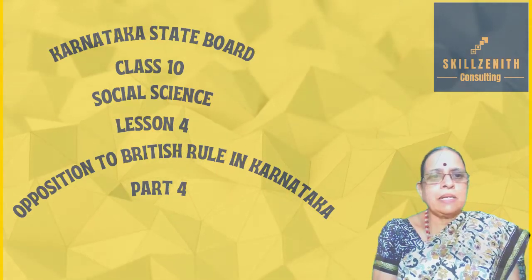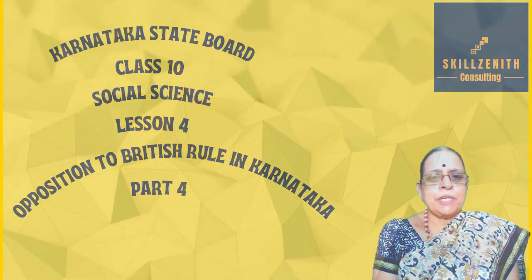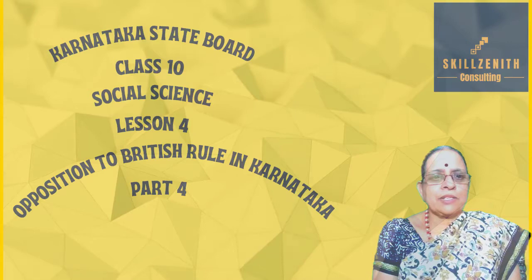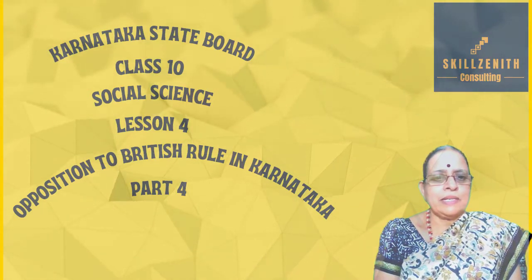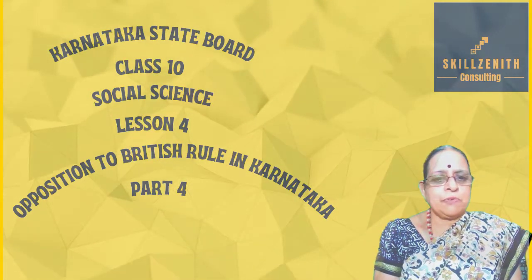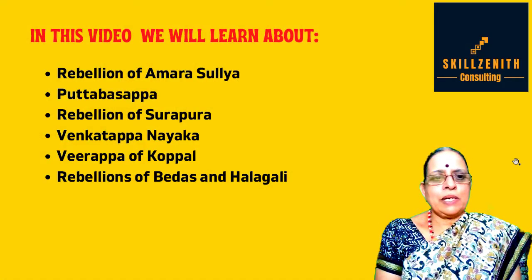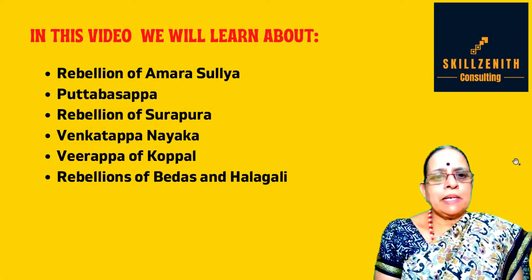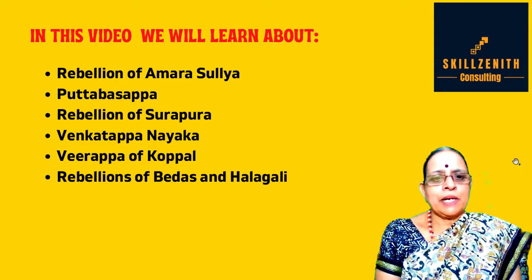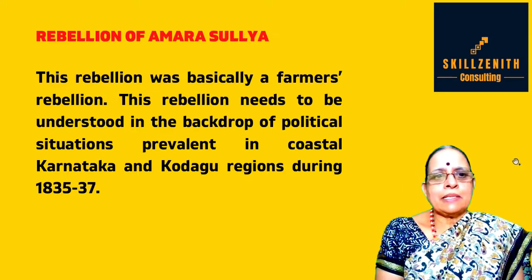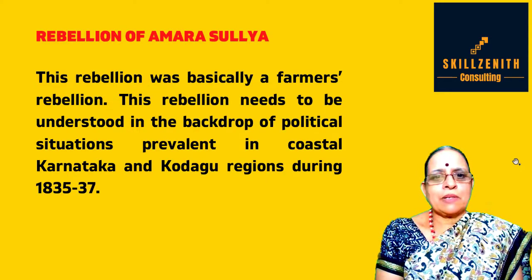Today let us learn about the opposition to British rule in Karnataka State Board, class 10th Social Science, lesson number 4, part 4. In this video, we will learn about the rebellion of Amara Sullya, Puttabasappa, the rebellion of Surapura, Venkatappa Nayaka, Veerappa of Koppal, and the rebellions of Bedas of Halagali. Now let us learn about the rebellion of Amara Sullya.